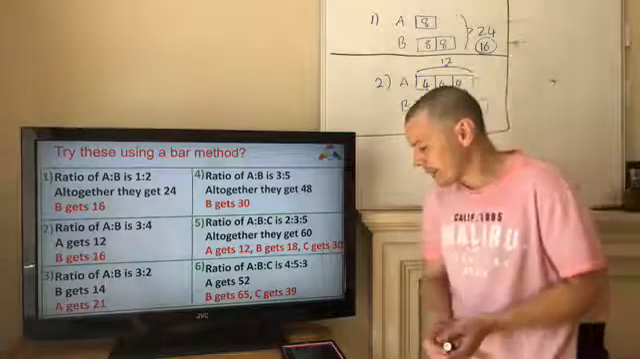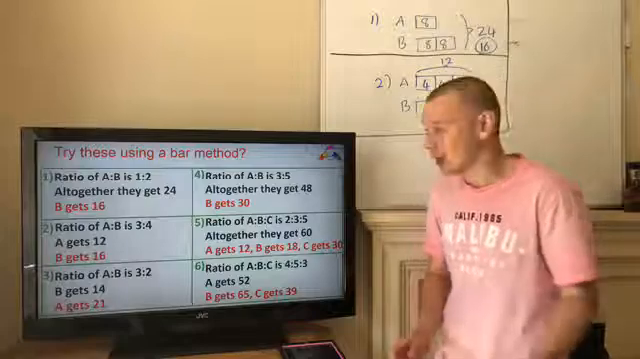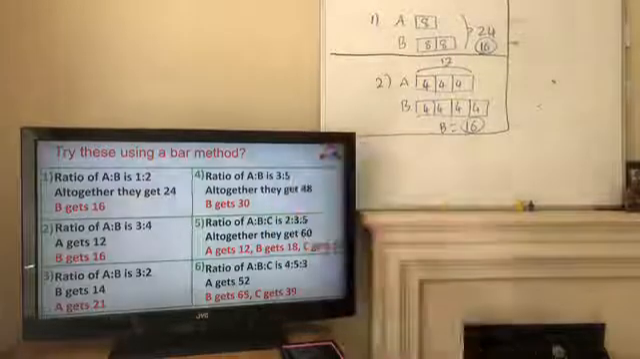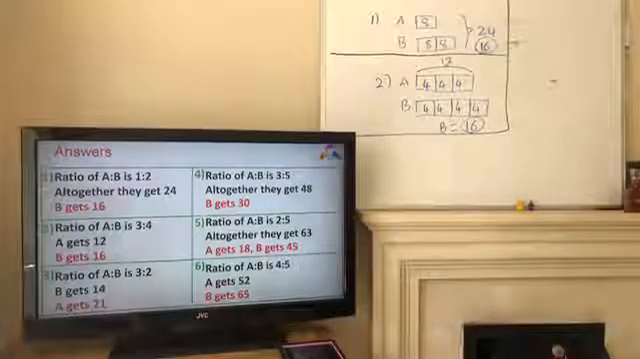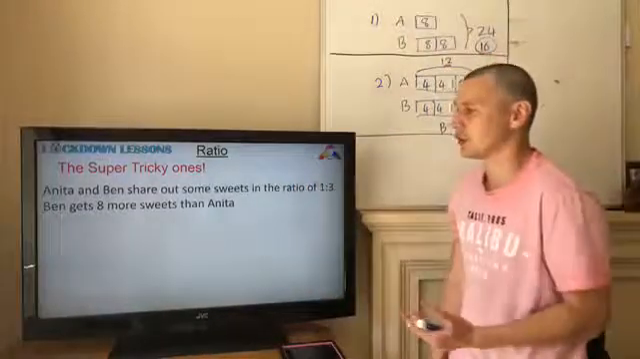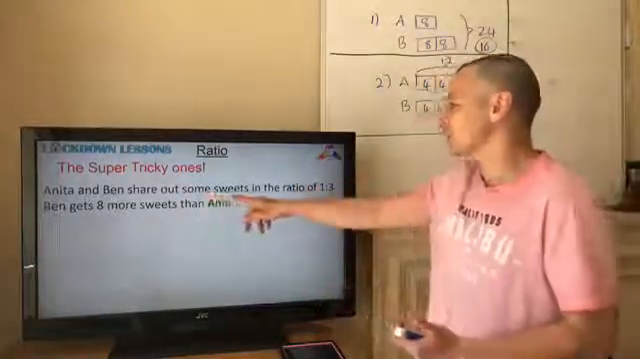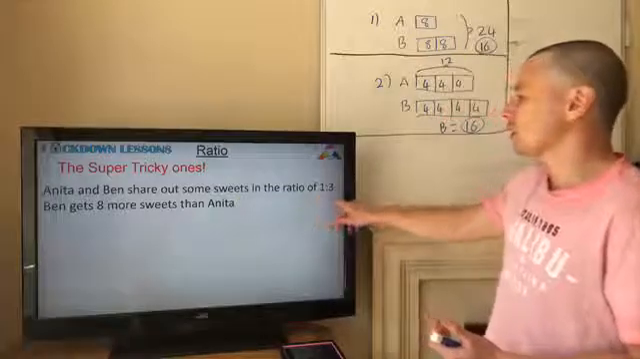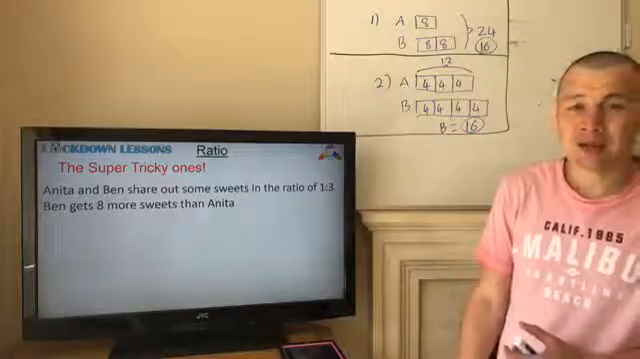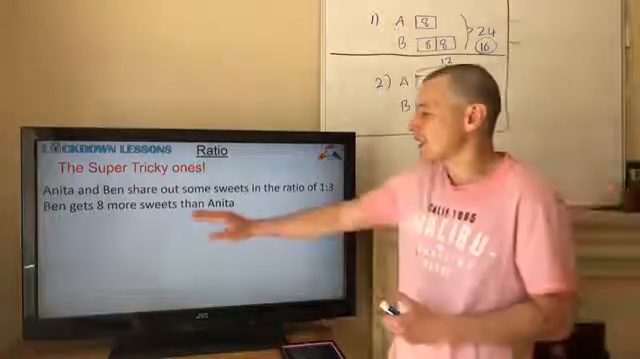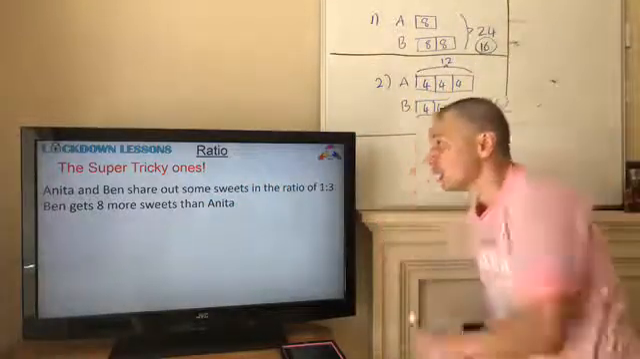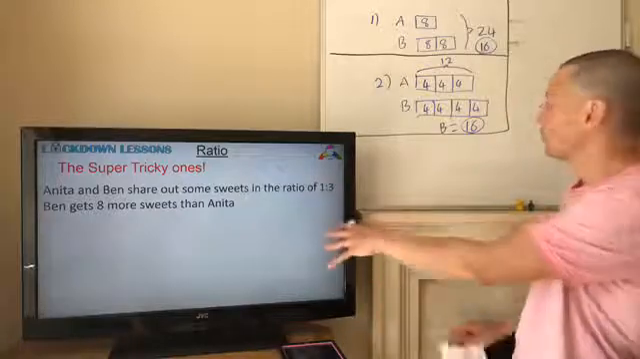So, for me, this next one is a really tricky one, where it talks about more parts than the other one. So, let's have a look at this. Okay, so these are the super tricky ones for me. So, Anita and Ben share out some sweets in the ratio of 1 to 3. Ben gets 8 more sweets than Anita. Okay, I want you to have a think about that and see if you can draw a diagram to represent that. So can you draw the bar diagram for that situation there?